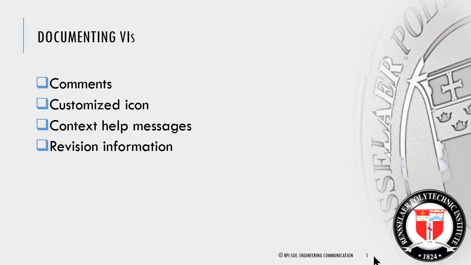Quick words about documenting virtual instruments, or VIs. Some comments we're going to go through. Obviously, they're the easiest way to document what's going on in the window. Customize icons using the tool palette, giving you contextual help messages. We've talked about that, flying over the mouse with Ctrl H, putting your mouse over any block diagram or any structure will give you a quick help, and revision information. These are various tools to document VIs properly.